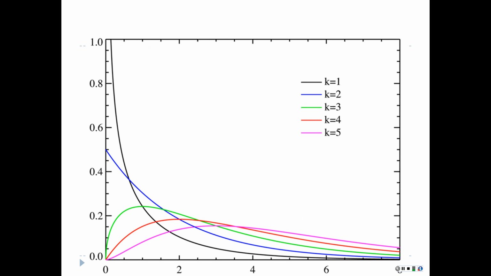So here's what the chi-squared distributions look like. Like the T distribution, it's actually not one distribution. It's a different one for each degrees of freedom. You don't have to know this.